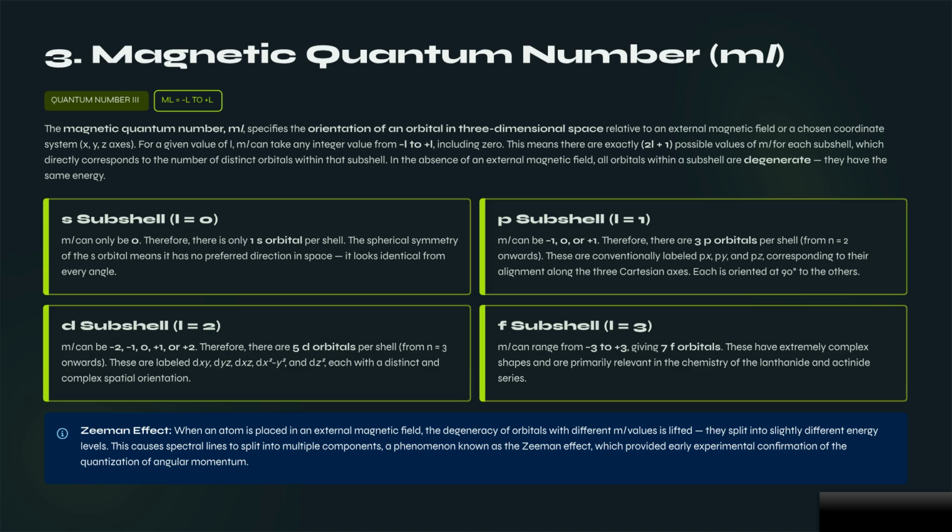The magnetic quantum number ml specifies the orientation of an orbital in 3D space, taking integer values from -l to +l. This gives 2l plus 1 possible orientations. For a subshell, all orbitals are degenerate. The Zeeman effect confirms this quantization of angular momentum.